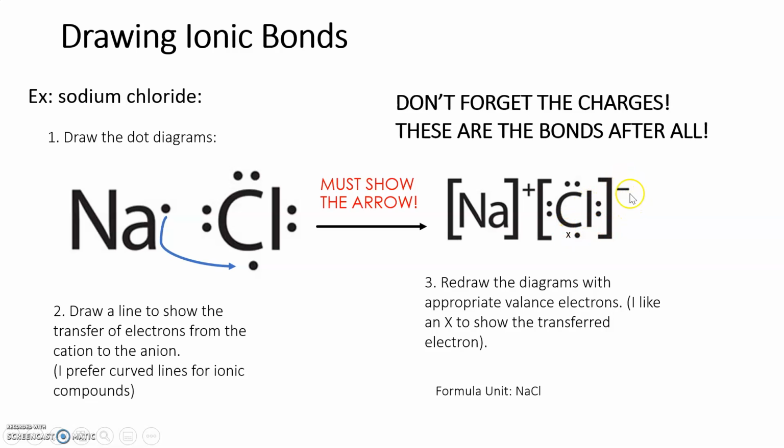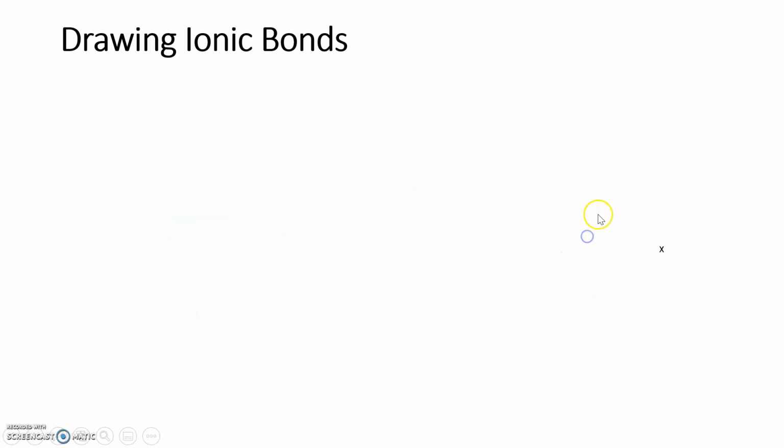Chloride has a negative charge. He gained an electron. Remember, electrons are negatively charged. So if you have an extra one, you're going to have a negative charge. Make sure that you have those charges. Those charges are the bond. Without those charges, this doesn't stick together. There is no bond. It's kind of like magnets. Without those charges, these aren't going to stick together. So you have to have the charges, have to have those valence electrons, have to have that arrow.